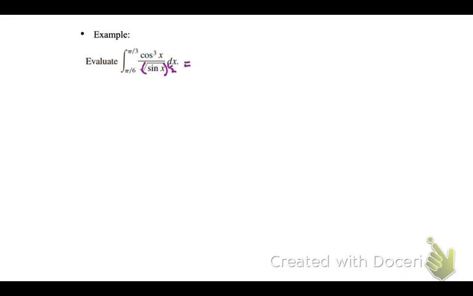So the integral from pi over 6 to pi over 3 of cosine cubed over the square root of sine of x dx. Which one has an odd power? Cosine. So the rule says pull one back and convert, right?